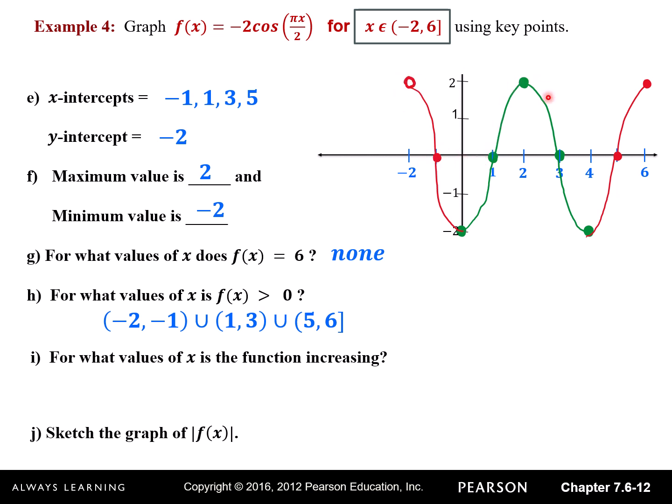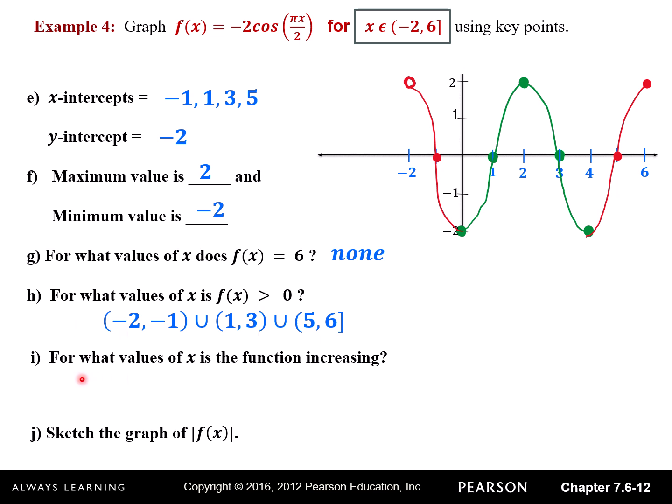So over here is from 1 to 3, so we will not include 1 and 3, that's why this is open. And another one is 5 to 6. The x value here is 5 to 6. So we will not include 5, but we have to include 6 because when x is 6, the graph is above, or f of x is greater than 0. So that's for letter H.